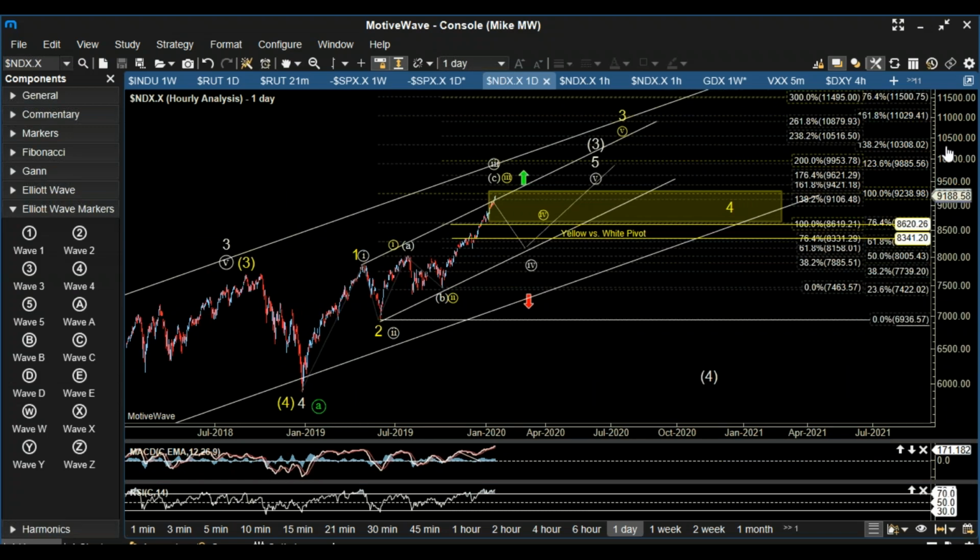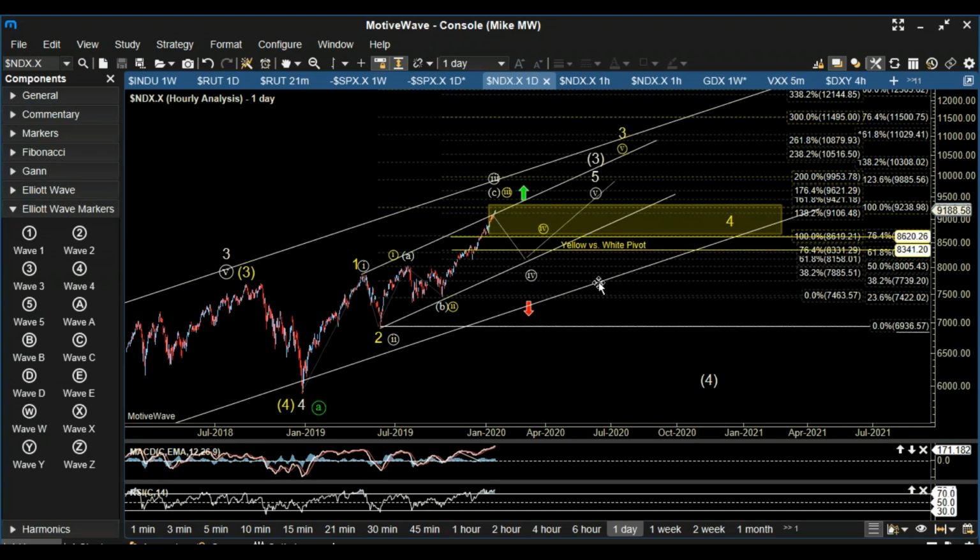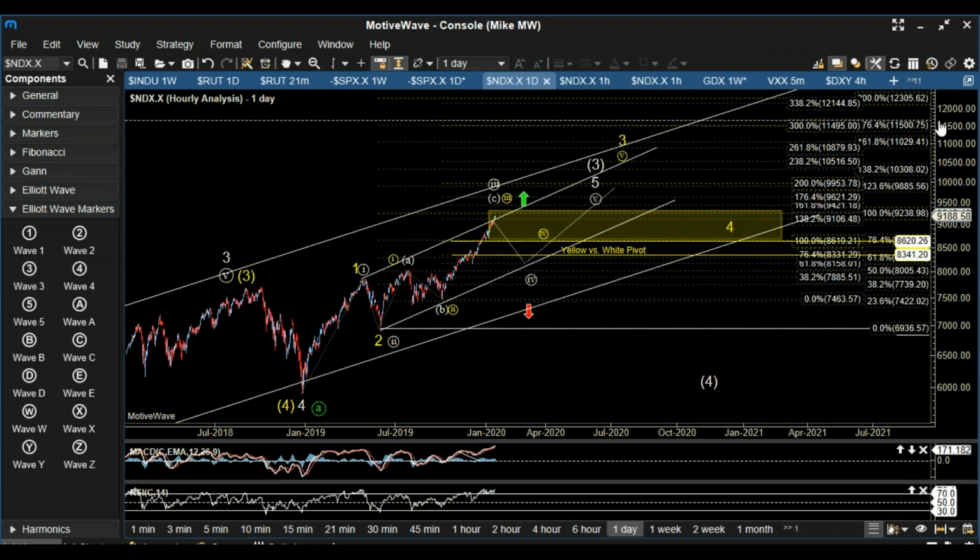Looking at the Nasdaq, it is also following a very similar path up off the lows. So we've got, again, 1-2, 1-2, and then potentially being in a wave 3 right now, and then needing another 4 or 5 to finish off wave 3, and then another 4 and a 5 to finish off the larger degree move off the 2009 lows.